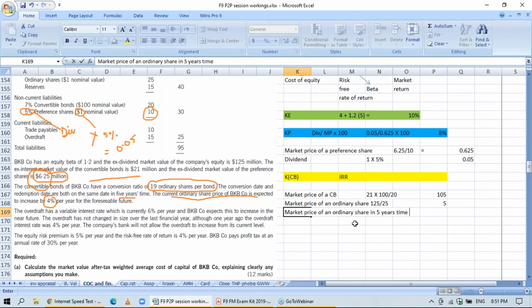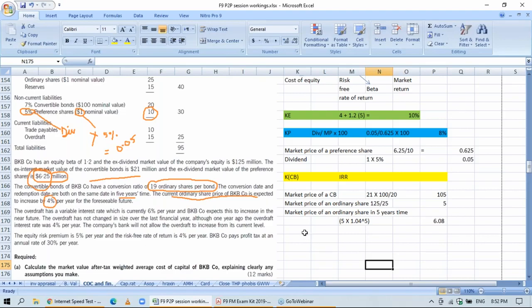This is going to be 5 multiplied by 1.04 to the power 5. Why power 5? Because the market price will increase every year for 5 years. So the market price is going to be 6.08 in 5 years time.